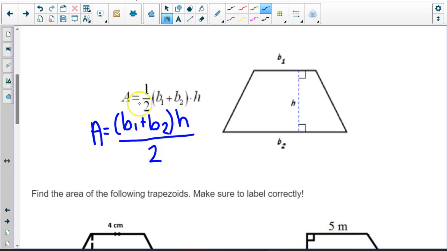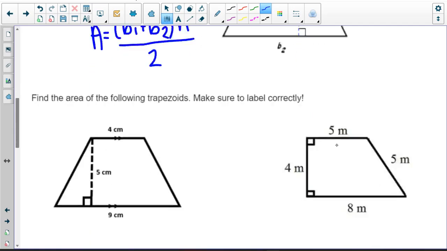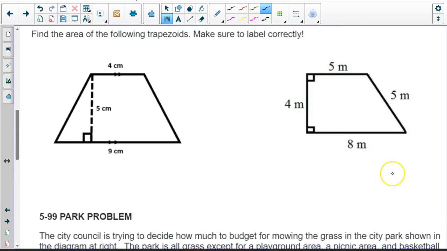They mean the exact same thing, but just so you can get used to seeing it, you'll probably see it like this more often. But it doesn't matter which one you classify base 1 or which one you classify base 2. You just add two bases together, multiply it by the height, and then divide by 2. So let's go ahead and try some examples.